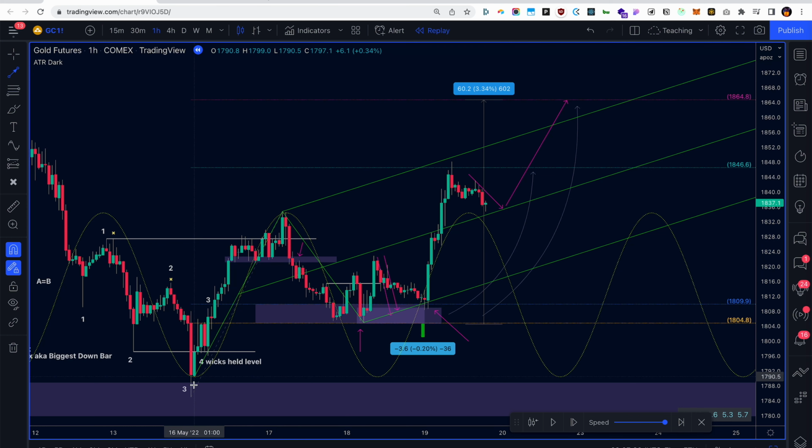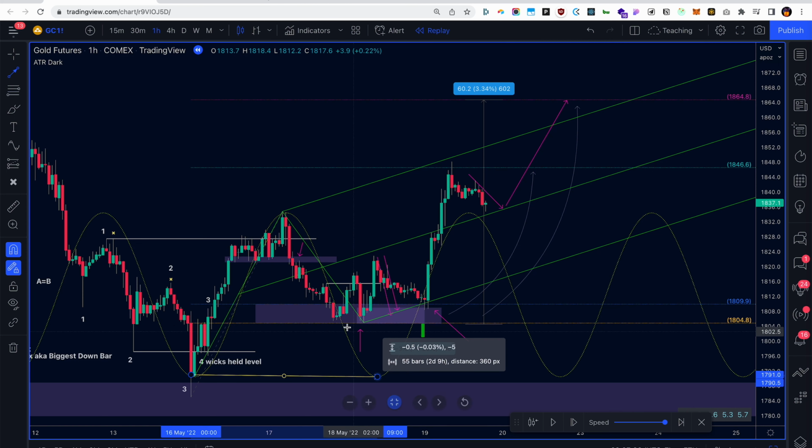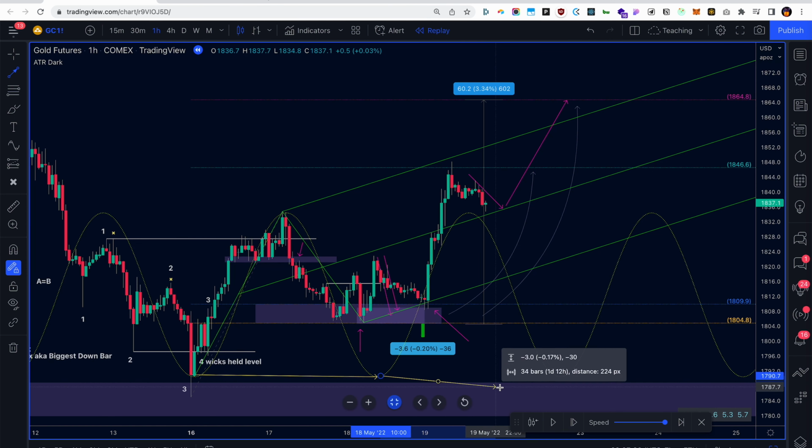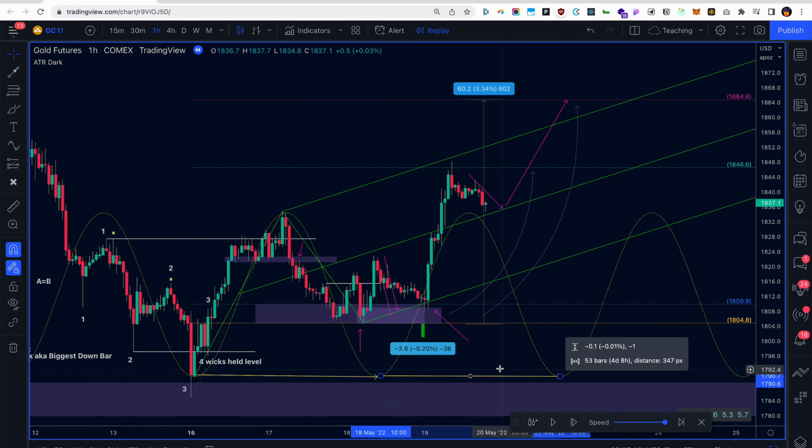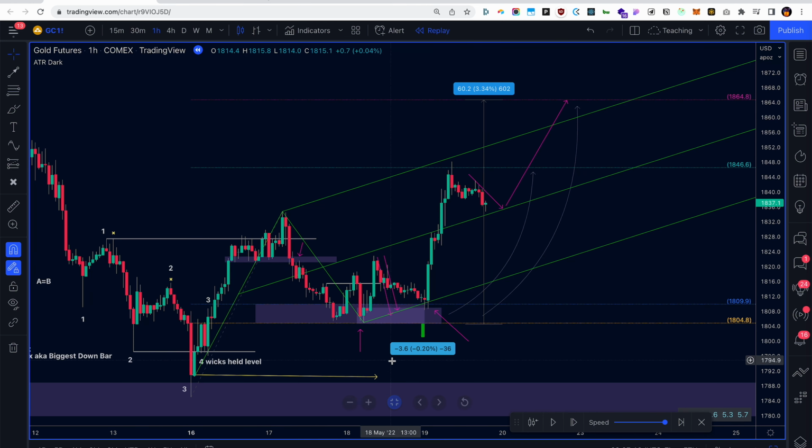So I would think of it this way. You've got the low, and then you've got the next point, and then you've got the next point. So you've got a high here. Now, let's delete that. That's just some teaching, not necessary for trading.